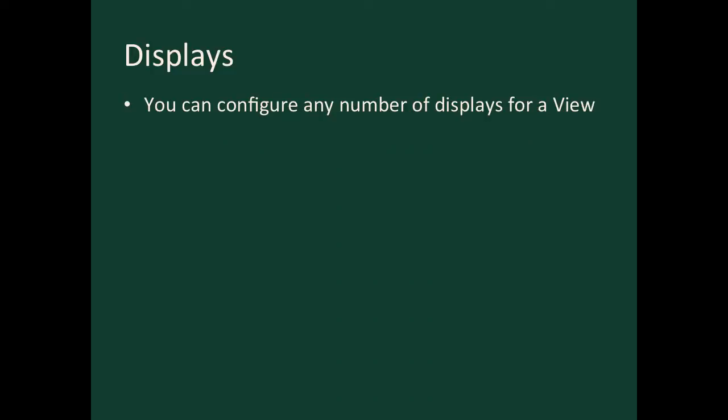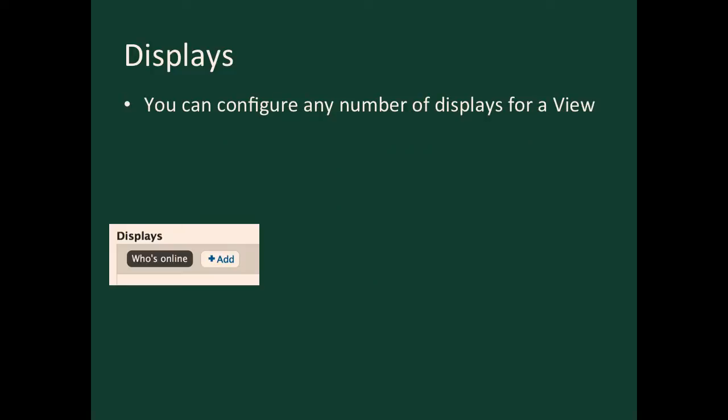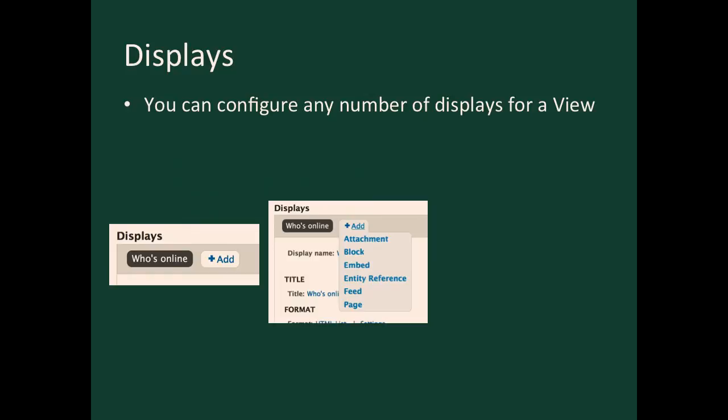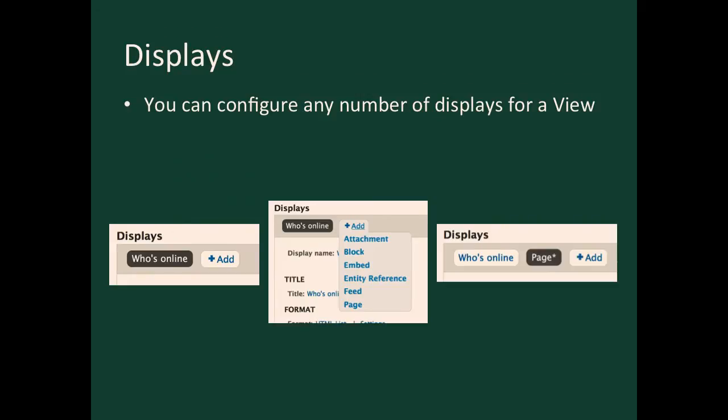You can have any number of displays for a particular view. For the Who's Online view, we only have one right now. It's labeled Who's Online, but you see that Add button that's next to it. If we were to click on the Add button, we would get a listing of the different types of displays that are available to be added. If we assume that we were to click on the Page display to add a page display, then the list of displays would increase, and we'd see Who's Online and Page as well. Page is highlighted in black to indicate that it is the active display that's being edited, as the asterisk also said to show you that there are unsaved changes on the view.